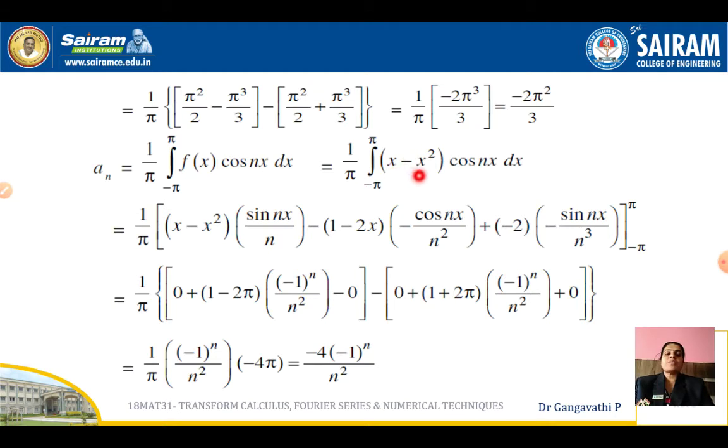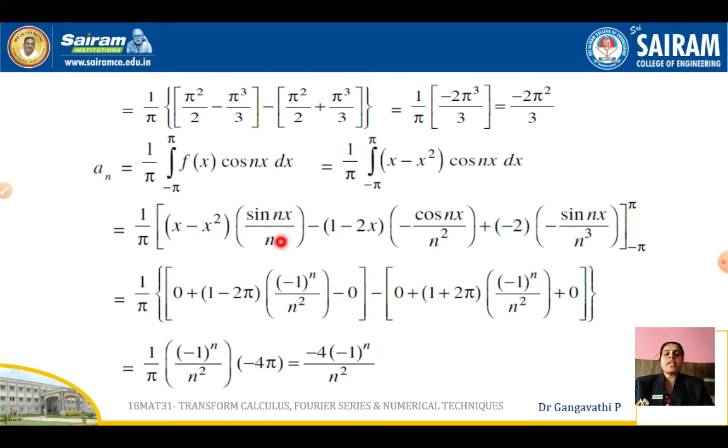Since we don't know whether x minus x square is even or odd, even if cos nx is even, the product of these two functions may be even or odd, so we will not be able to use that property. So the integrand and the limits must be kept as they are. Since there is a product of one algebraic function and one trigonometric function, we need to apply Bernoulli's rule for integration. Keep this 1 by pi as it is.